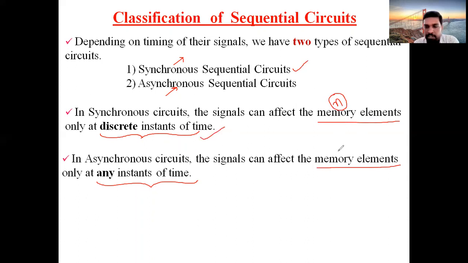Whereas here, if you have n memory elements, you need n timing signals. That means each and every separate memory element is connected with different timing signals. So a common clock pulse means a synchronous circuit, whereas separate clock pulses for each and every memory element is called an asynchronous circuit. Okay, next.